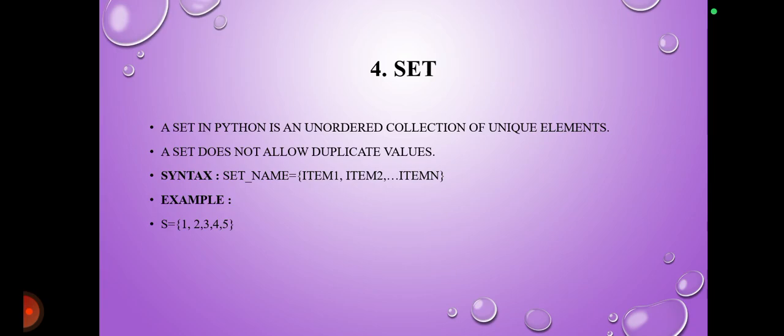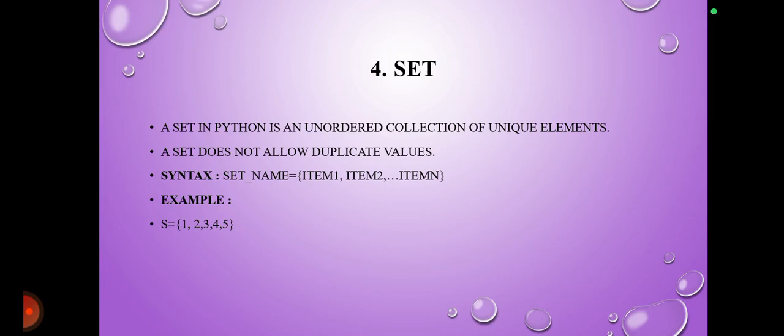Set name, this is just the variable name you are giving to your set. You can call it anything like my_set, fruits, or unique_numbers. The equals sign is the assignment operator. It tells Python to store this set in the variable on the left. In curly braces, item1, item2 up to itemN, this is where you define the elements of the set. You list them inside curly braces, separated by commas. All values must be unique. Python will automatically remove duplicates if you include them.